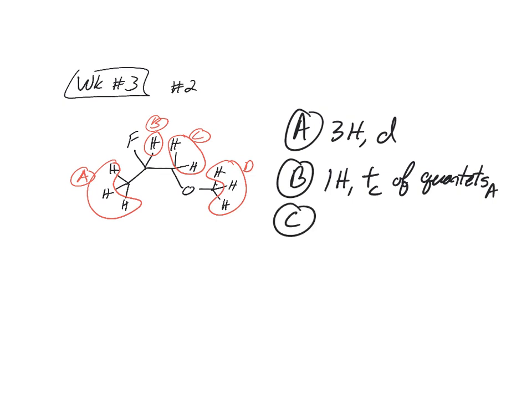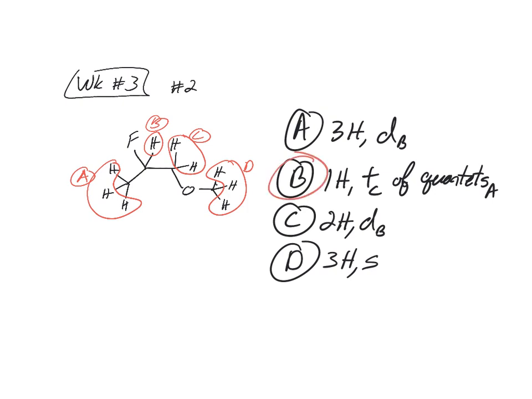C, how many hydrogens is C worth? 2. How many nearest neighbors does C have? 1. So C is going to be split into a doublet because of B. A was split into a doublet because of B as well. And then D is worth how many hydrogens? 3. Any nearest neighbors? No, so it's going to be a singlet. Then the other question is which hydrogen is the most deshielded? A, B, C, or D? Which one's going to be the most deshielded? B.